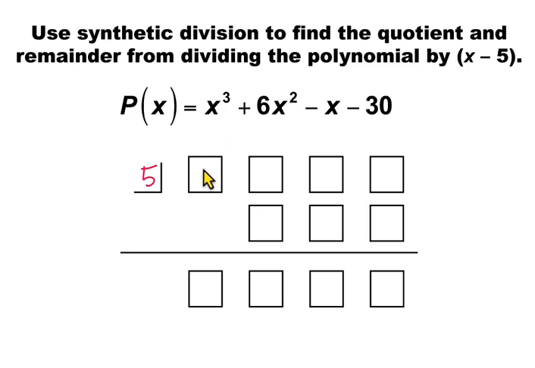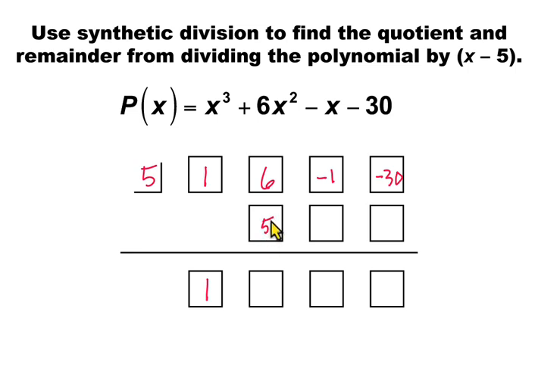So the coefficient of the cubic term is 1. The coefficient of the squared term is 6. The coefficient of the linear term is -1. And the constant term is -30. Start by dropping the first term here, and then multiplying 5 by this term and placing the product here.